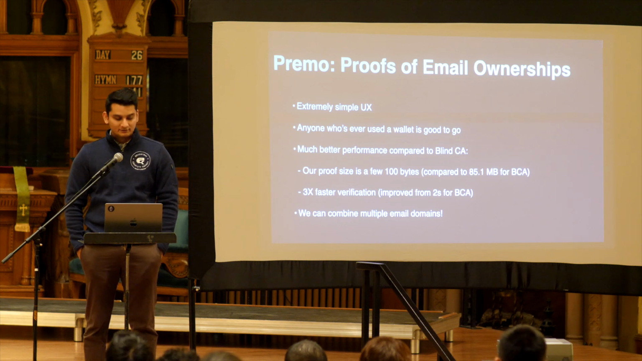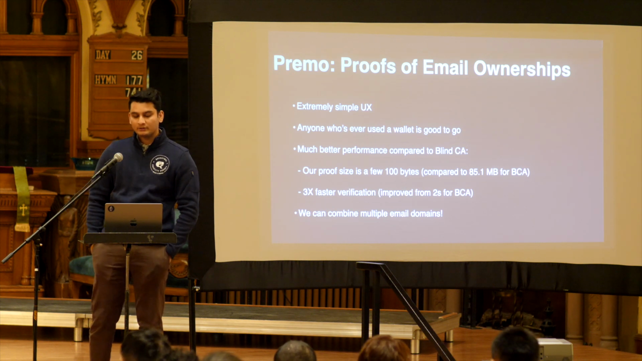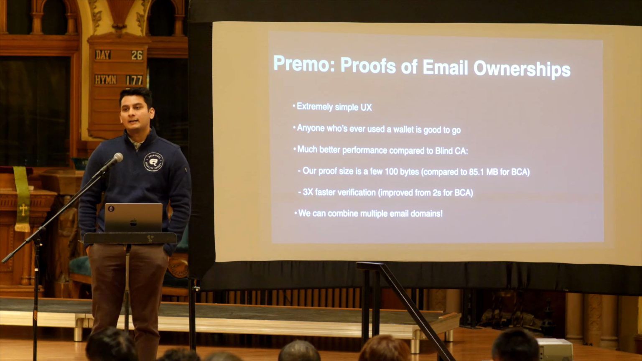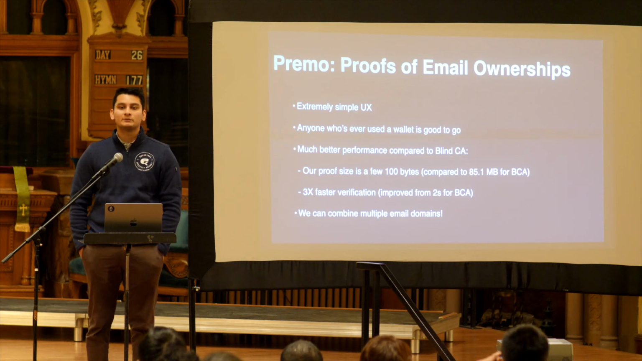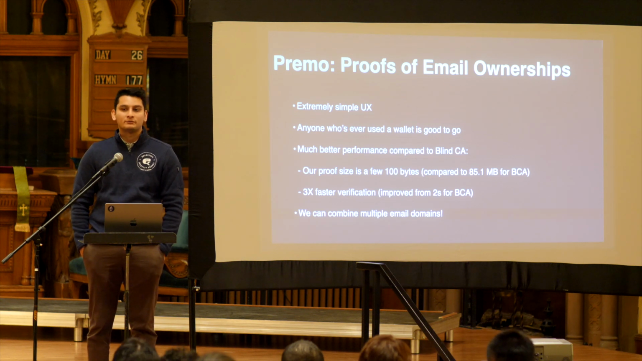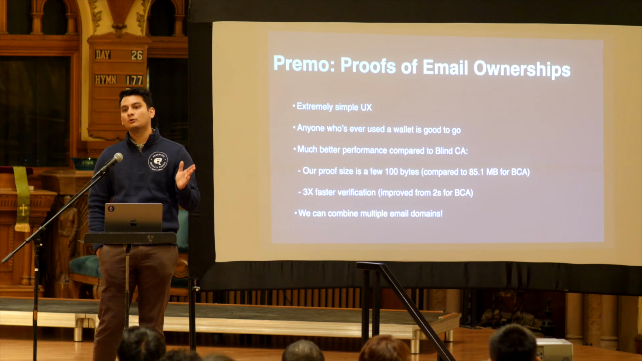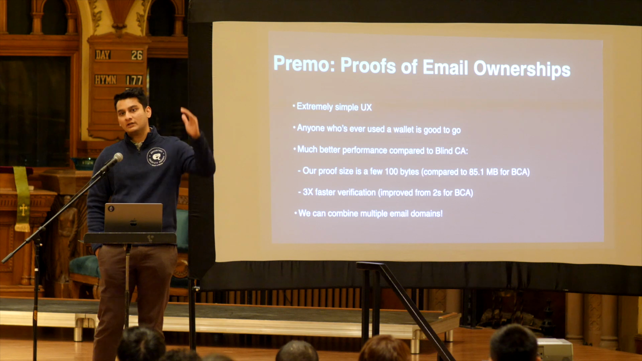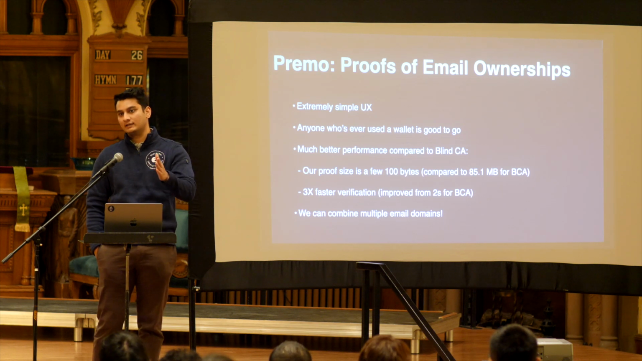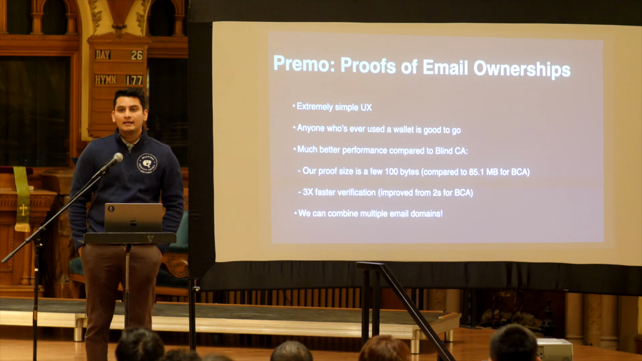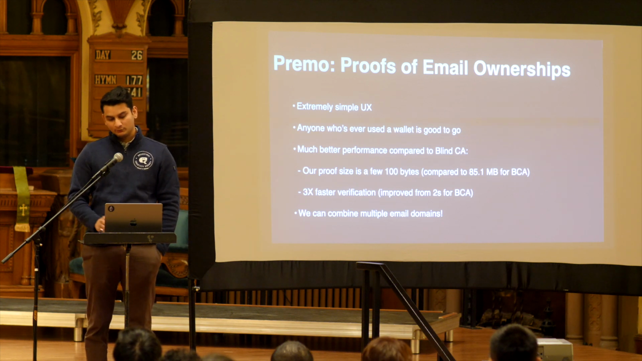Another very important feature that we have is that we can combine multiple email domains. So for example, imagine that we are trying to come up with a proof system that proves to someone that you work at a popular venture capital firm, right? So let's say we decide on a list of 100 top VC firms, and then we combine all of the email domains, and the person just proves that they own one of the emails out of the 100 email domains which are associated with VCs, right? And this feature is unique to our proving system compared to blind certificate authorities.